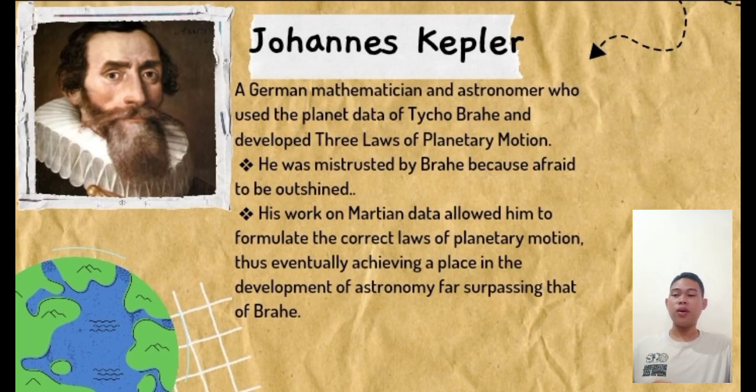The next one we are going to discuss is Johannes Kepler. Johannes Kepler was a German mathematician and astronomer who used the planet data of Tycho Brahe and developed the three laws of planetary motion. He was also mistrusted by Brahe, who was afraid of being outshined. His work on Martian data allowed him to formulate the correct laws of planetary motion, eventually achieving a place in the development of astronomy far surpassing that of Brahe.